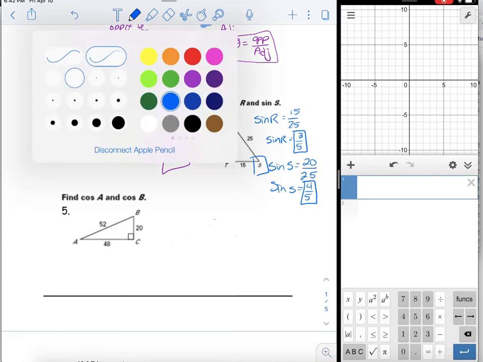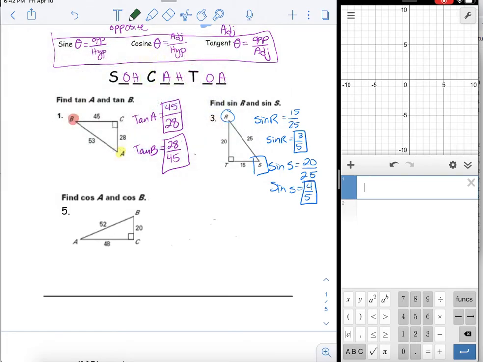Some of the questions are just going to ask you to write the ratios. Some of them we're going to need the ratios in order to find angles or find sides. On this next one, we're going to do cosine of A and cosine of B. So here's A, and cosine is adjacent over hypotenuse, so 48 is the adjacent side, and the hypotenuse is 52. And then 48 divided by 52 reduced is 12/13. So the cosine of A is 12/13.